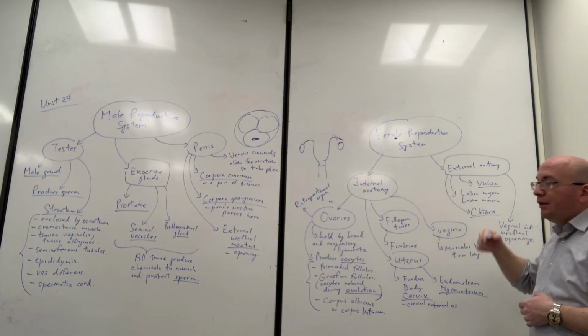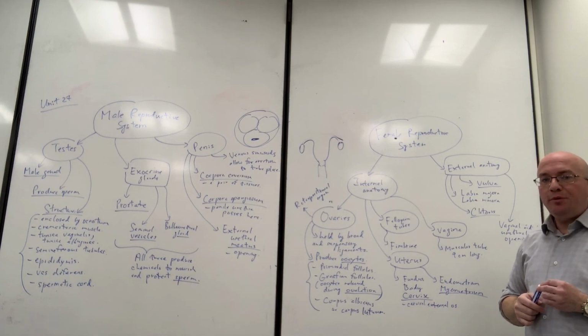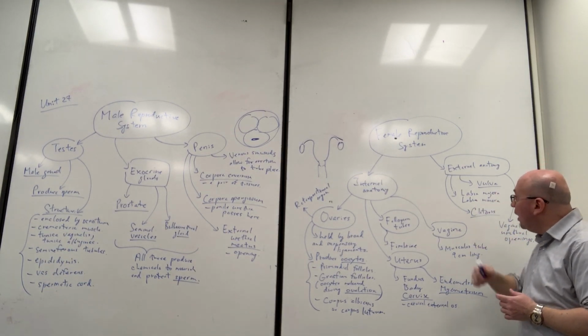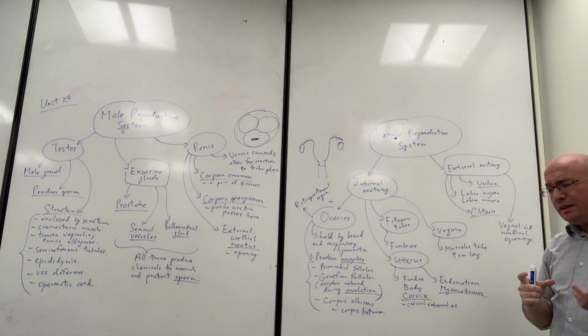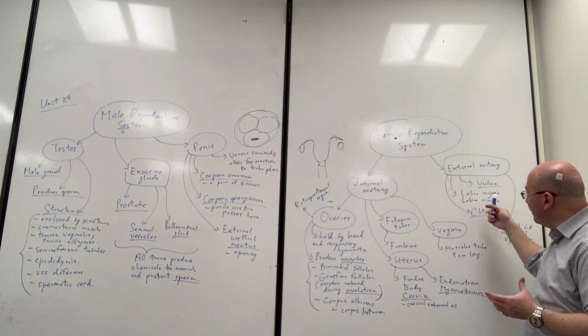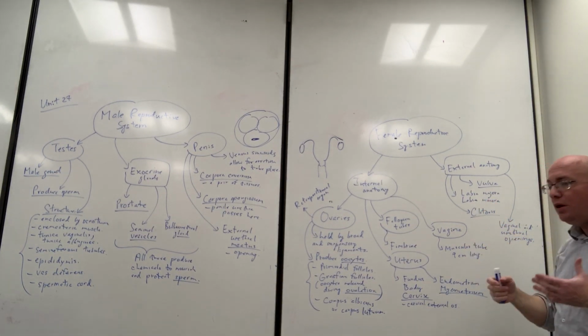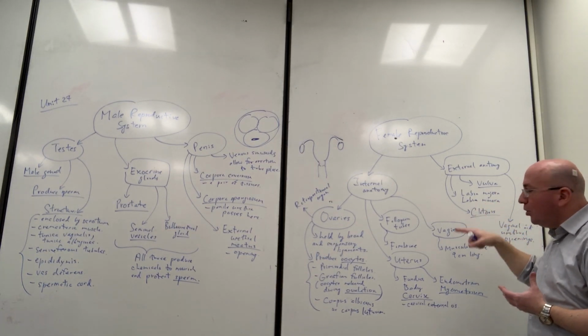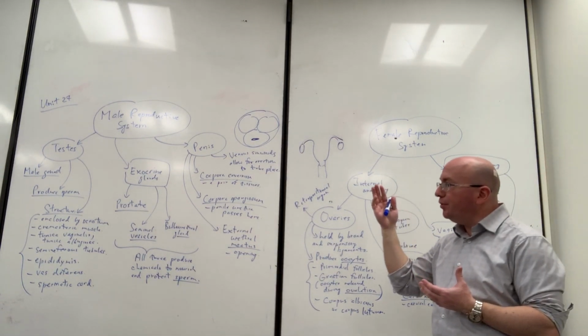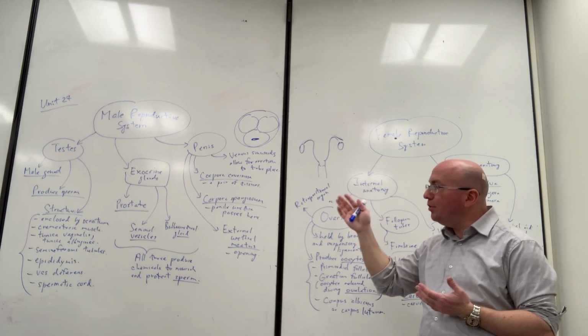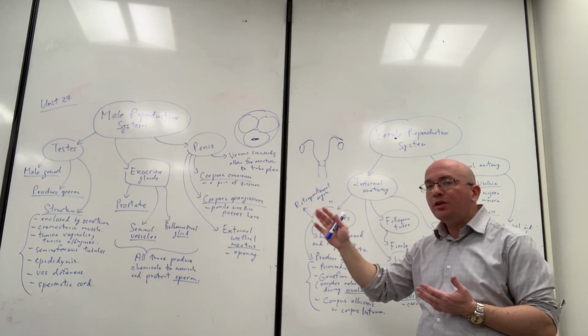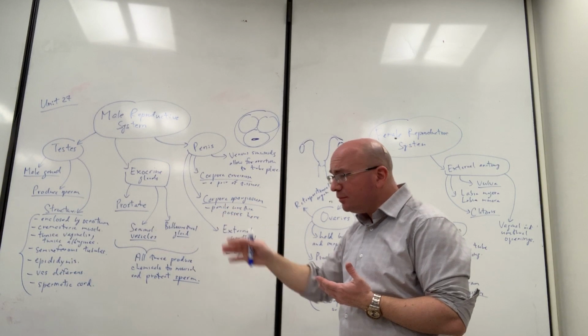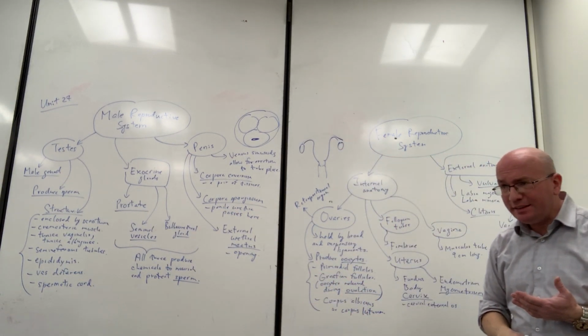Now, for the external anatomy, the general name for the external anatomy in the female is the vulva, and we have these skin folds, the labia majora and labia minora. The labia majora could be thought of as analogous to the scrotum in the male, which protects the testes.